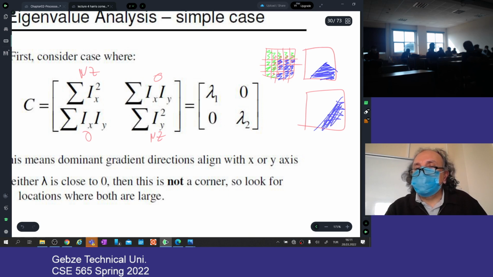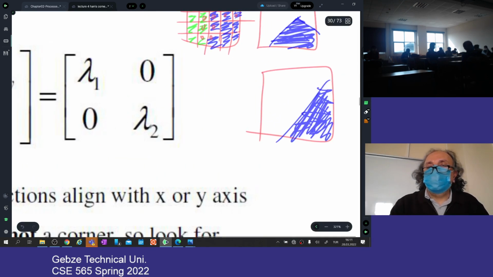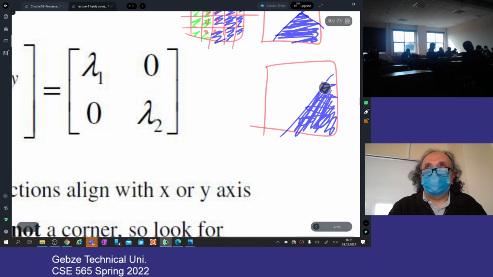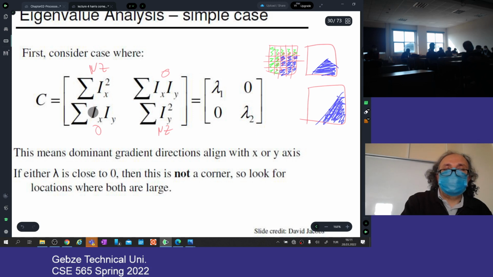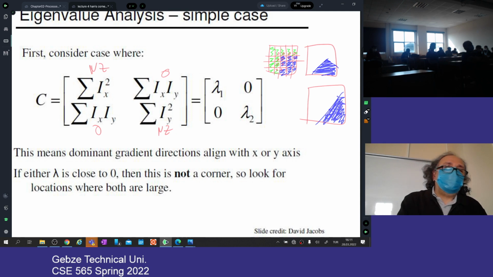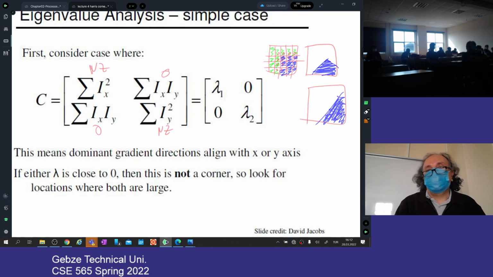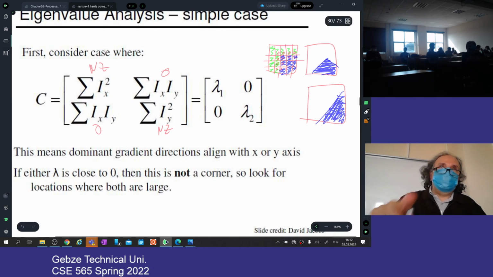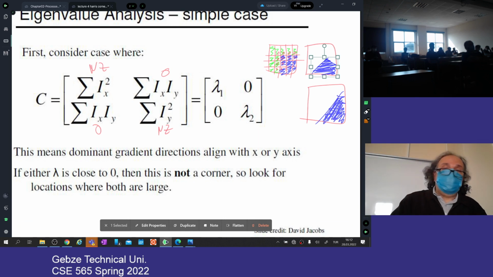Do you see any corners in this window? No. But for some pixels here, both x and y derivatives will be different from 0. So in the summations, all of them will be different from 0. So by just directly looking at this matrix, you will not see whether there is a corner or not. In the previous case we were lucky because our corner is axis aligned. In this case, we are not that lucky.